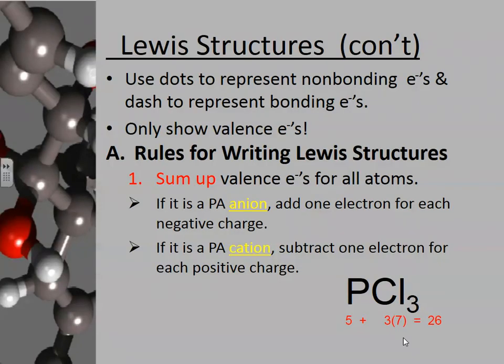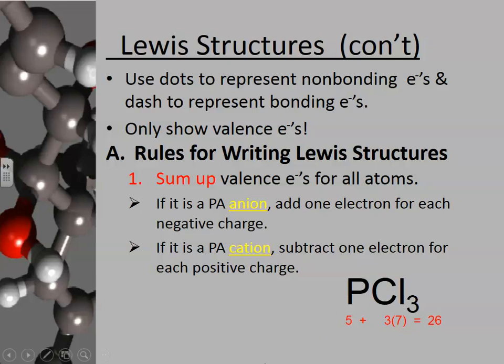Today's lesson is on Lewis structures. Gilbert Lewis gave us this model to help us understand molecular bonding and bonding between nonmetals. With Lewis structures, we use dots to represent non-bonding electrons and dashes to represent bonding electrons. We're only going to be showing our valence electrons since those are the electrons that participate in bonding.